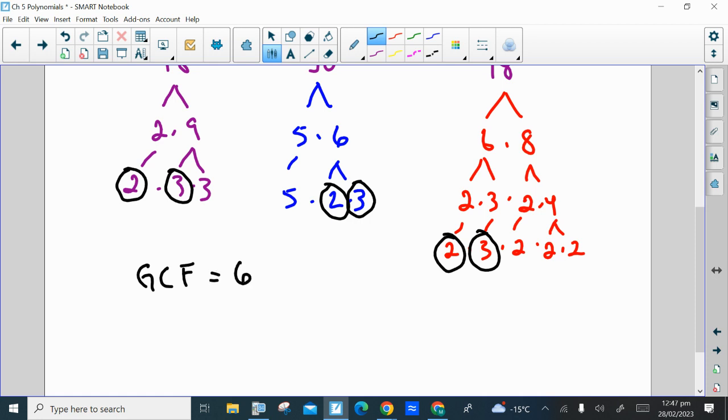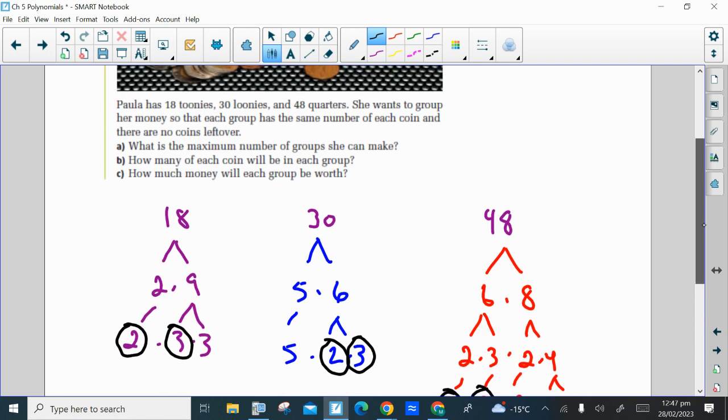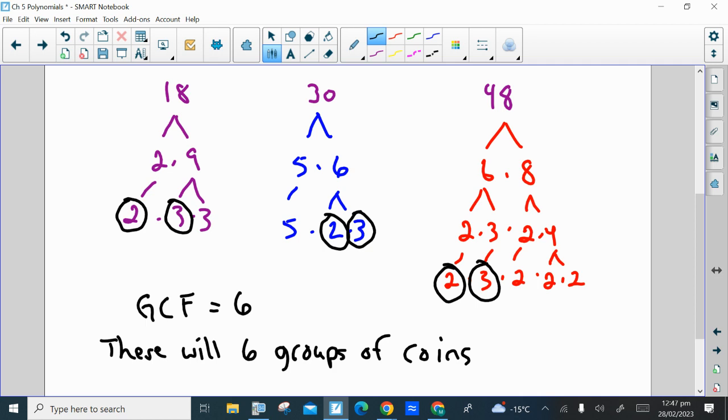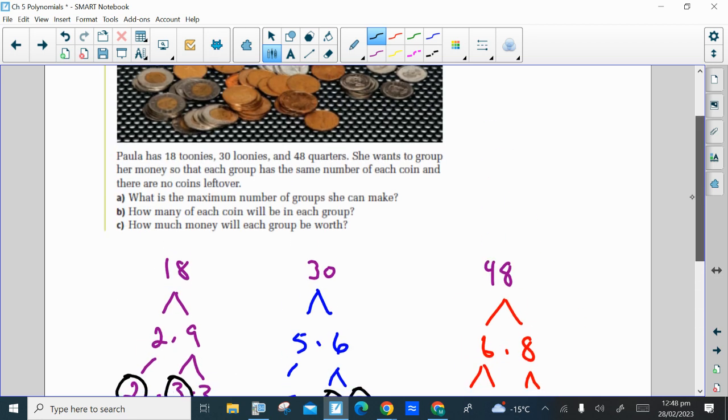And so that means that we can have 6 groups of coins. That's what that means. Okay? There will be 6 groups of coins. So you've got all these coins, right, to begin with. You've got 18 toonies, 30 loonies, and 48 quarters. You're going to divide them all out. In the end, you're going to have 6 piles of money. And now we want to know how many of each type are in each pile. That's what part B is asking us.